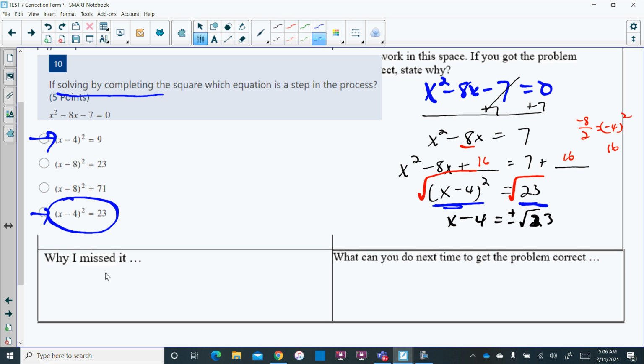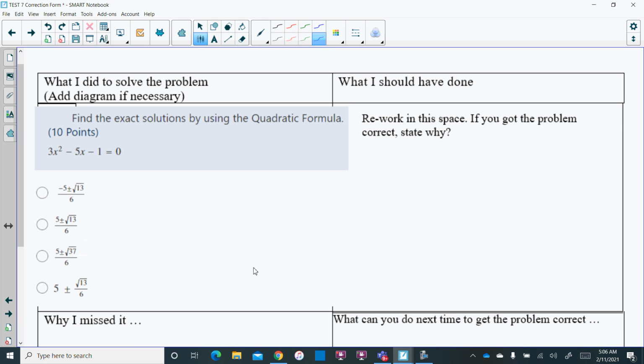So then we move into getting the actual solutions, but here they wanted you to use the quadratic formula. And I don't think I have the picture of that that was given to you on here. So I'm just going to rework that. 3x squared minus 5x minus 1 equals 0.